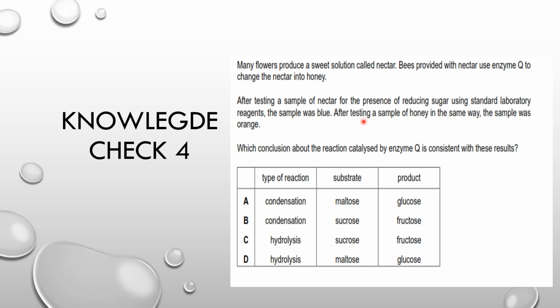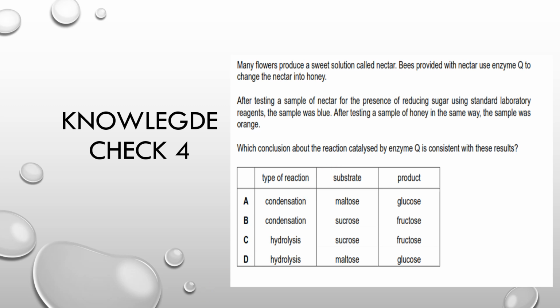After testing a sample of honey in the same way, the sample was orange. What does it mean? That means it has reducing sugar, because there's a color change from blue to orange. Which conclusion about the reaction catalyzed by enzyme Q is consistent with this result? Pause this video and try it out. Get me the answer, I'll send you chocolate.